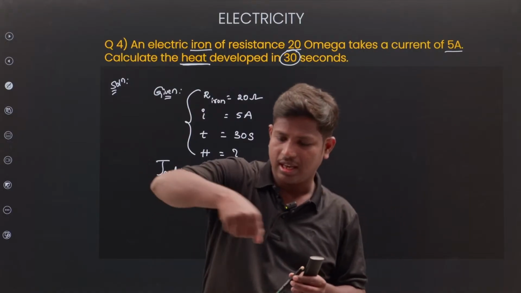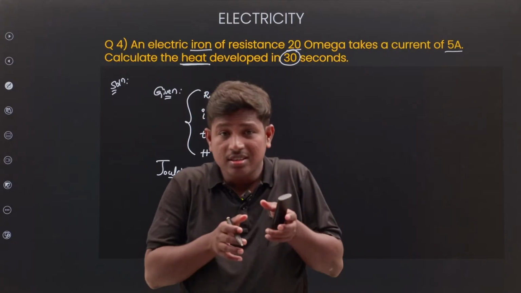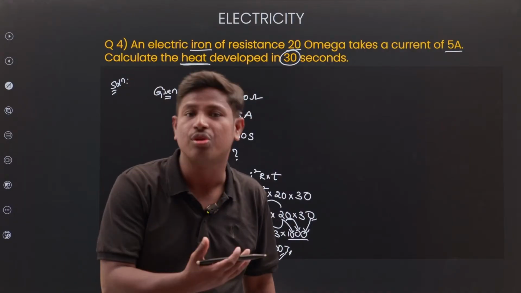Okay, I am using an electrical iron that works for how much time? 30 seconds. In these 30 seconds, 15,000 joules of heat is produced.